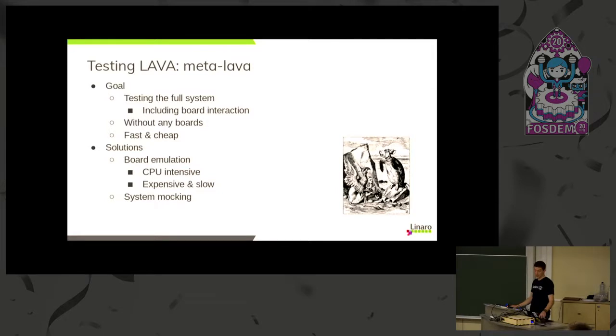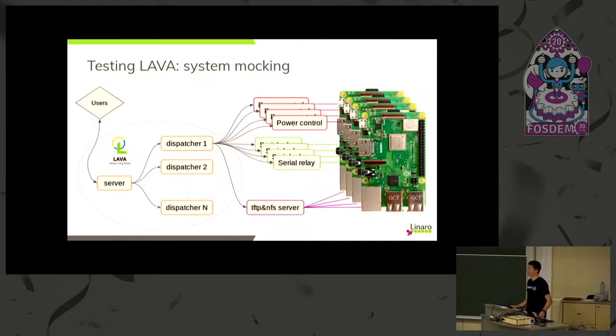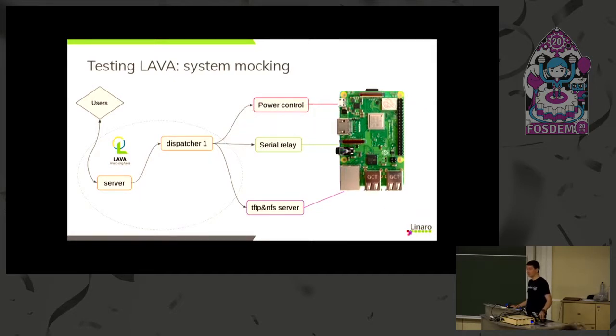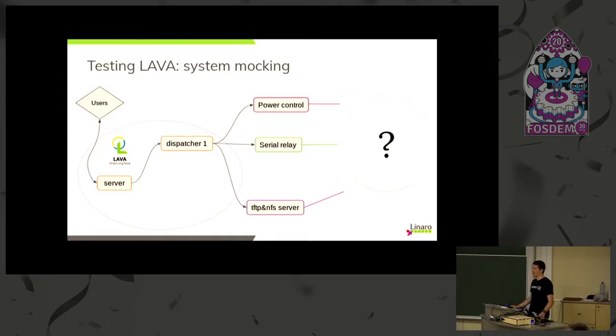So what is system mocking? Going back to the Lava architecture, this is a full architecture. Let's simplify it a bit. We take one server, one dispatcher, and one board. Try to make it simpler. So we don't want any boards. Just remove the boards. Now, how do we make the dispatcher believe that it's actually talking to a board?